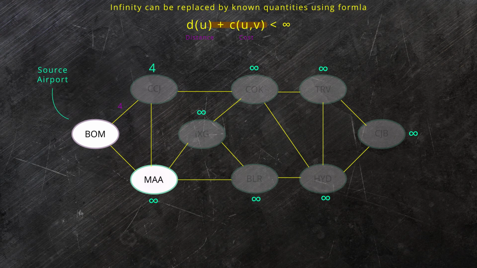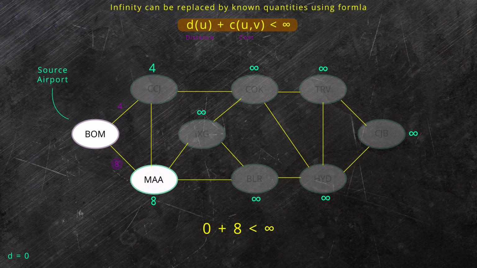What is the formula? The formula is cost of u to v plus the distance of BOM. If it is less than the value of MAA, then we will update it. For example, if you look at this, the distance of BOM, that is 0, plus cost of u to v. Now v is MAA, so cost of u to v is 8. Now 0 plus 8 is less than infinity. The condition is satisfied. So we will be updating the value for MAA from infinity to 8.